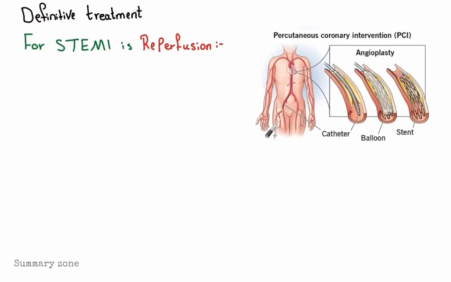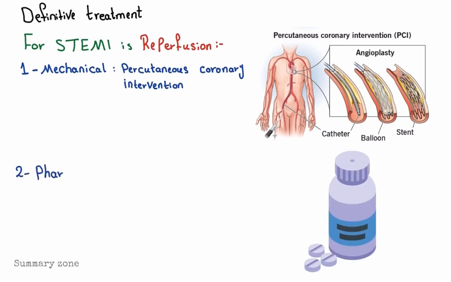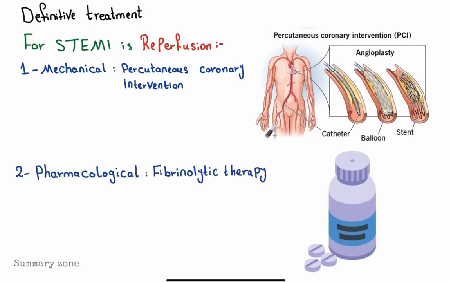There are two ways to do this. 1. Mechanical: percutaneous coronary intervention, PCI, also known as angioplasty and stenting. 2. Pharmacological: fibrinolytic therapy, or clot-busting drugs. A critical question arises: which one to choose and when? The decision depends on time and logistics.